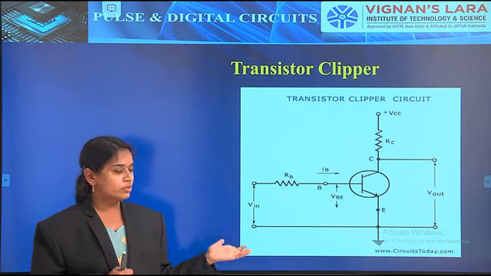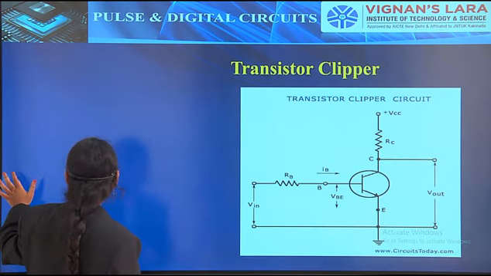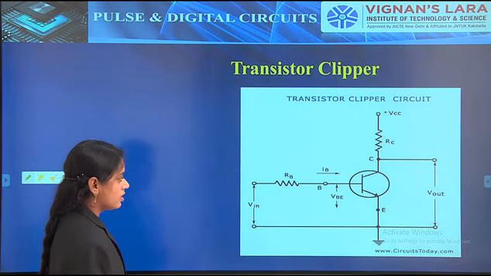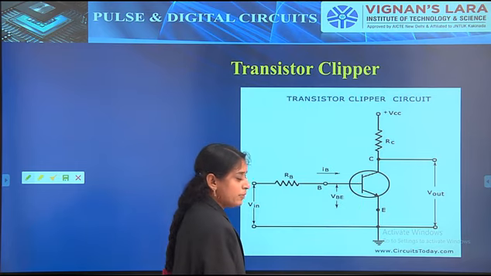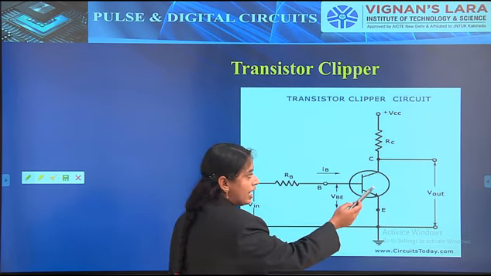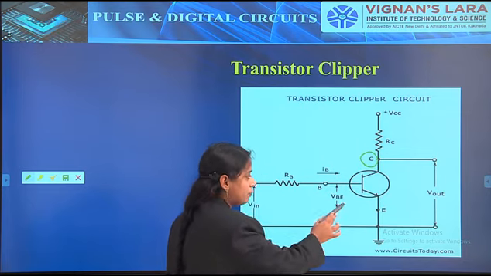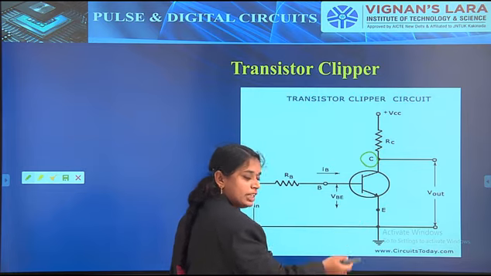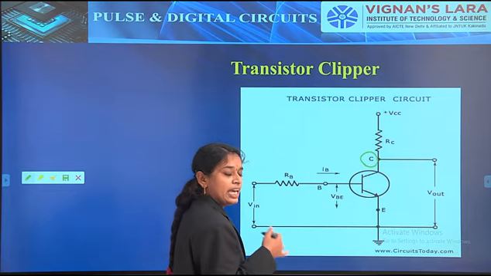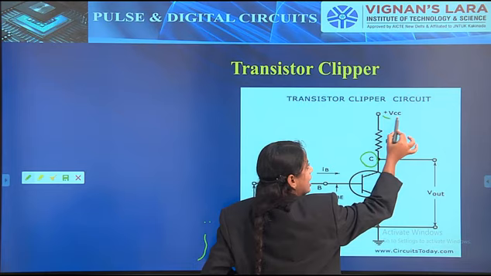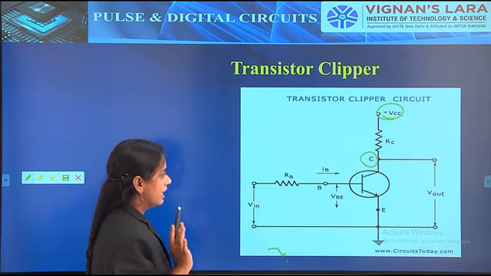Now we discuss the circuit diagram of the transistor clipper. Generally the transistor clipper consists of a transistor. The input is applied to the base of the transistor and the emitter terminal is connected to ground, and the output is taken across the collector terminal. To the collector we apply the VCC voltage, that is a DC voltage.